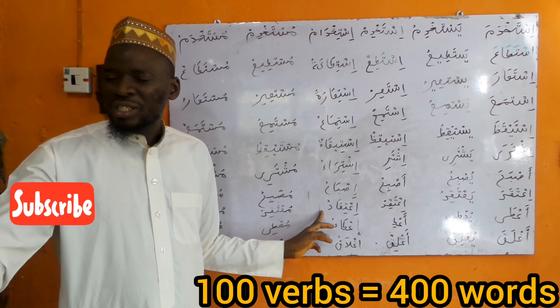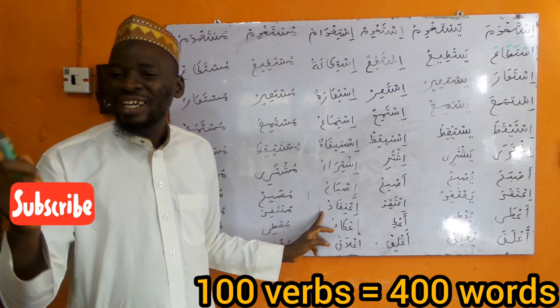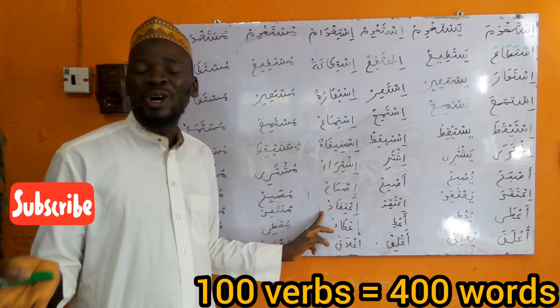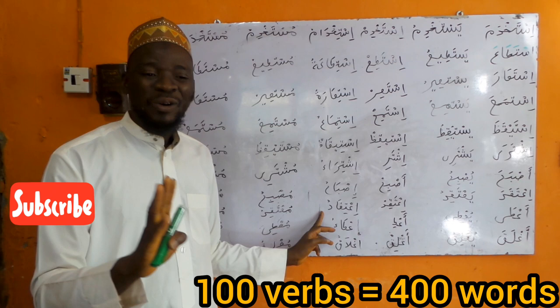Ana a'taqidu anna Allah wahid. I believe that Allah is one. La sharika lahu. He has no partner. Lam yalid wa lam yulad. He has no son, nor was he begotten. Wa lam yakun lahu kufuwan ahad. Wa a'taqidu anna Allah lam yakun lahu kufuwan ahad. None is comparable to him.